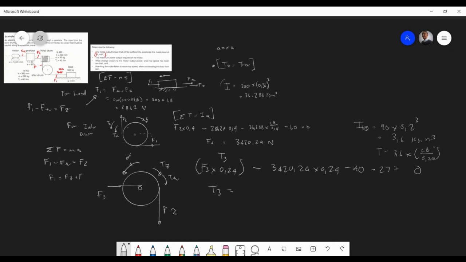Oh, I didn't square this. That's why. I didn't square that. That's why. Just 1.8 over 0.24 squared. Sorry, this answer, this is not 27. This is 202. There we go. So it's 3420.24 times 0.24 minus 40. Sorry, plus 40 plus 202.5. Oh man.